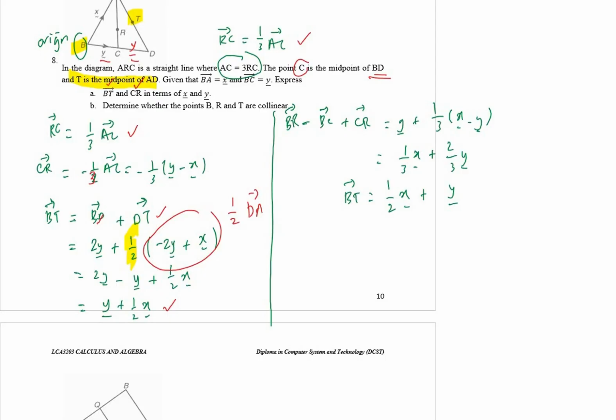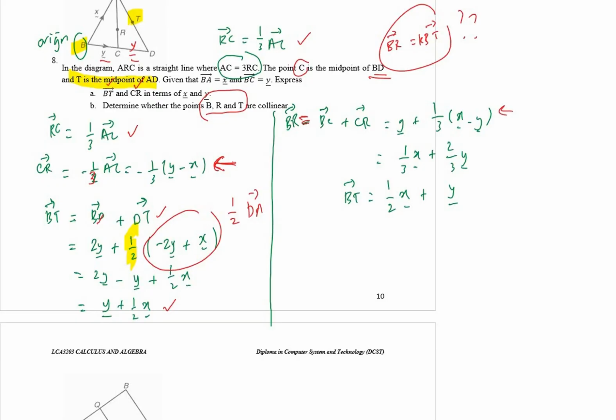Okay, now in order for us to determine whether B, R, T are collinear or not, we need to see whether we can put something like BR equals k BT. We need to see whether we fulfill this or not. So we find BR first. BR is equal to BC plus CR. BC is y. CR is something you have already found just now.